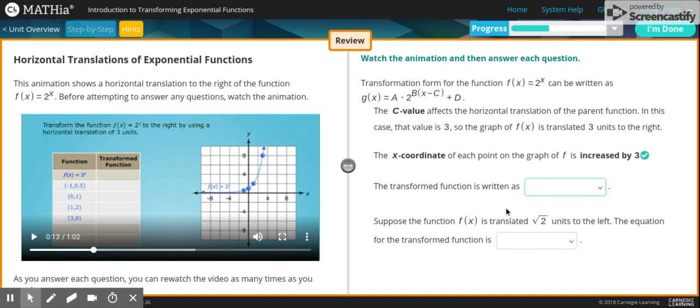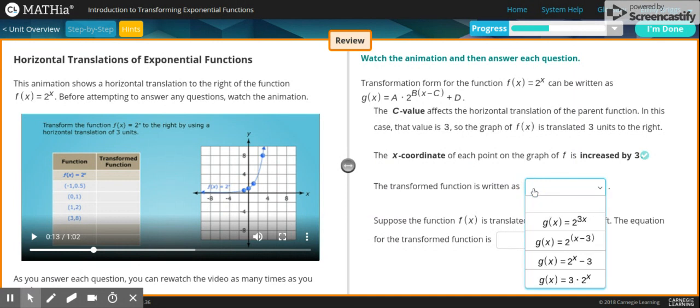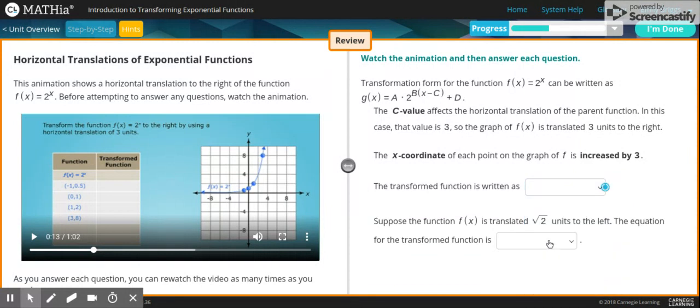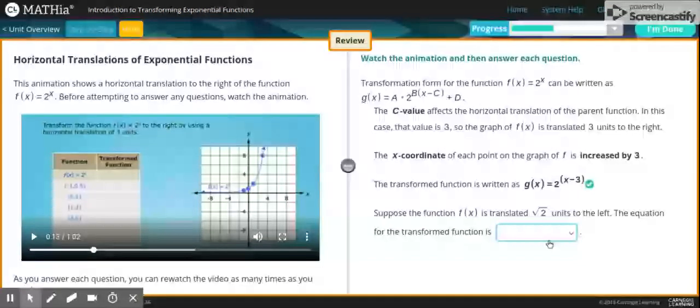The transformed function is written as, so we know that it has to be in the parentheses, so we know that this one is not right. And we know that this one is right because you have to shift right, and it was the only one in parentheses.